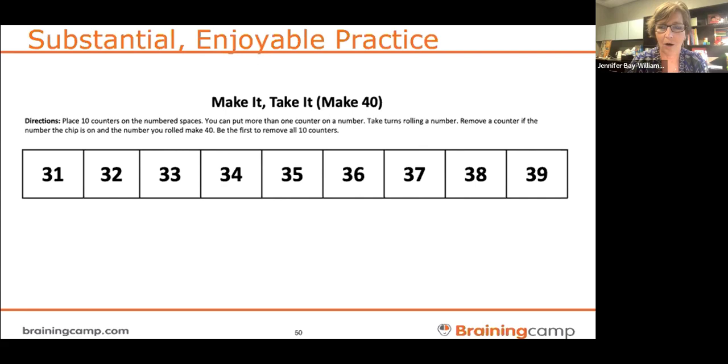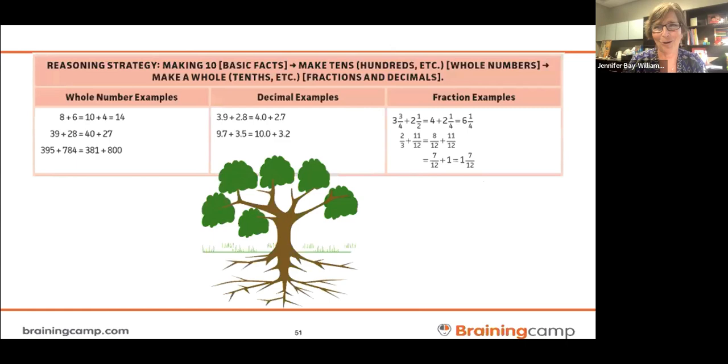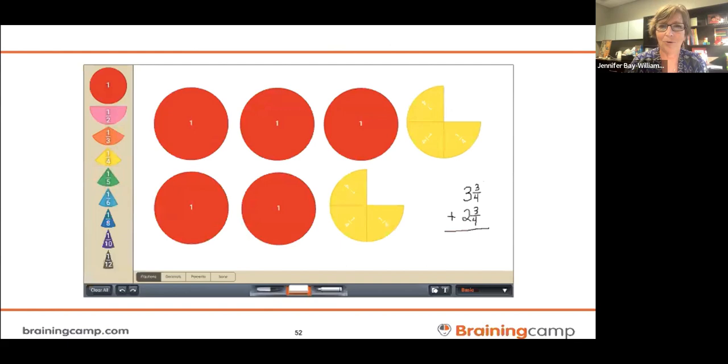All right, well, going back to our tree here, make tens continues to grow. We did making 10, we did make tens, and then we get to our fractions and decimals and we can make a whole. So that takes us back to Brainingcamp, and we can use the various fraction tools that they have, and they have a number of them. So right here, you can see from this visual that students can just move one of those fourths over and make a whole.